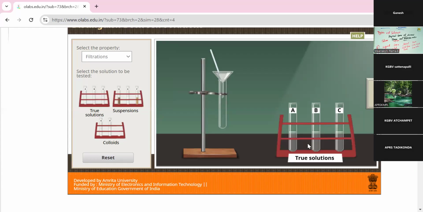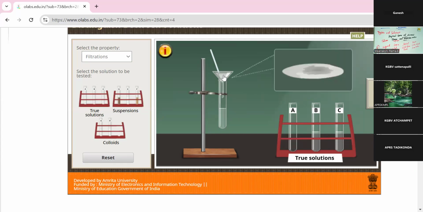One is sugar solution, another one is salt solution, and another one is alum. So, this is the stand, and test tubes are here, and funnel and stirrer also. Now, I am going to transfer the sugar solution into the beaker.